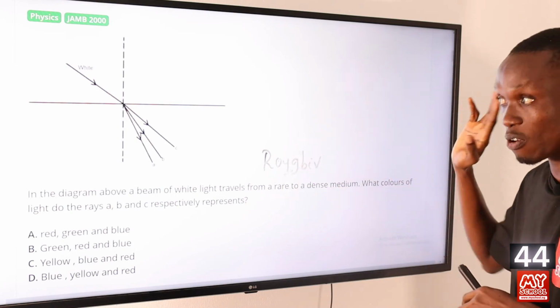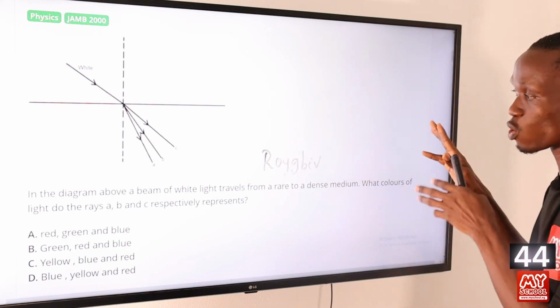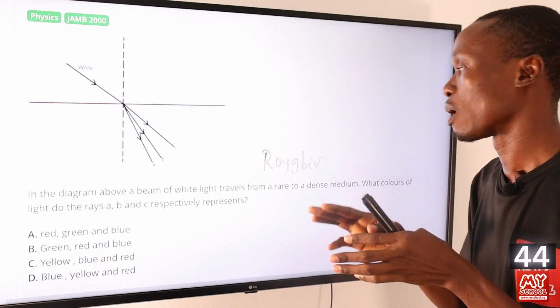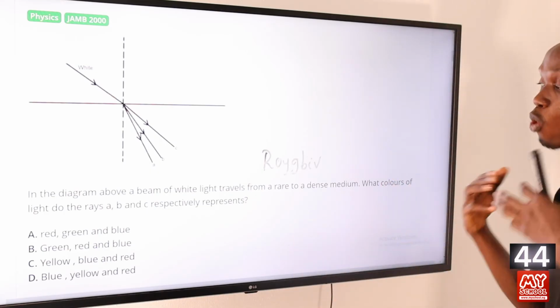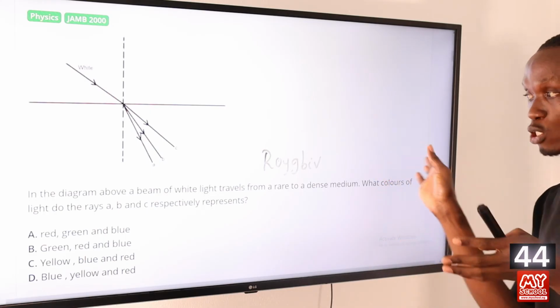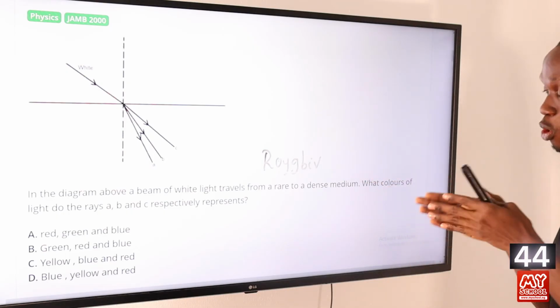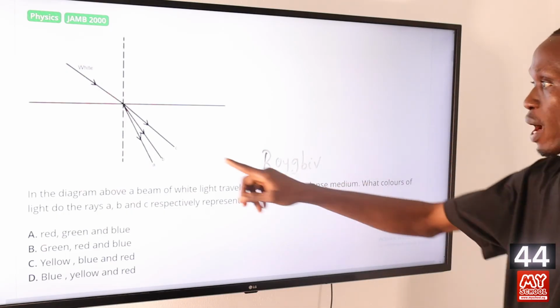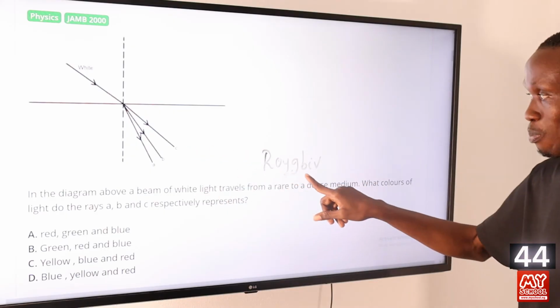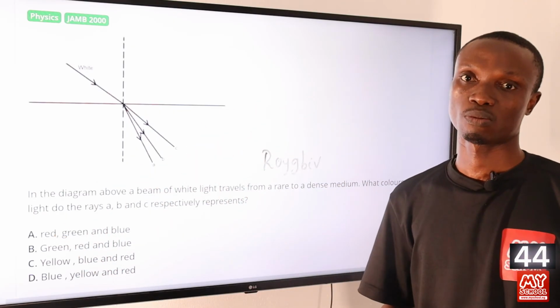Red has the highest wavelength, take note, and violet has the least wavelength. So those with higher or longer wavelength will bend less as they come out through the dense medium, while those that have the shortest will bend more, and that is why C represents the color blue. So that makes option A the correct answer to this question.